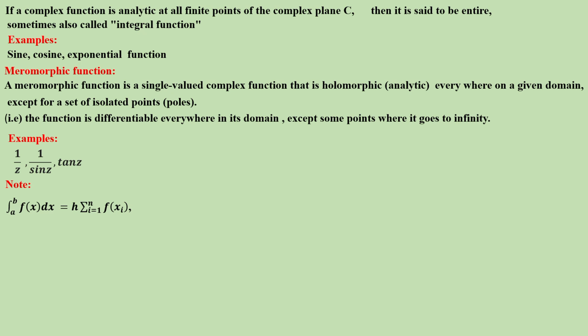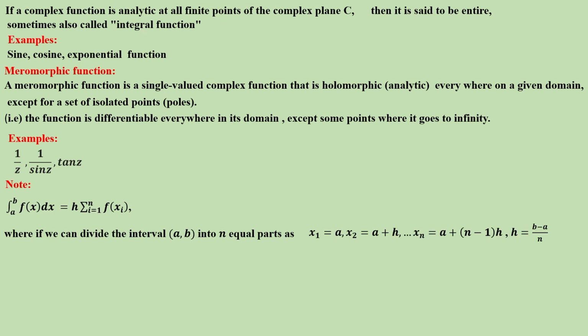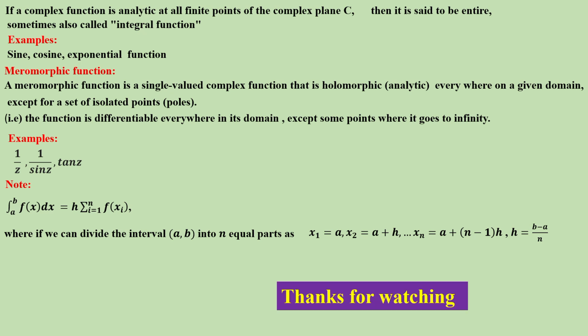Note, the integral from a to b of f(x) dx is equal to h times the summation from i = 1 to n of f(x_i), where we divide the interval ab into n equal parts: x1 = a, x2 = a + h, and so on. We are splitting the interval ab into small equal parts, right? So on, up to x_n = a + (n - 1)h, where h = (b - a)/n, right? Thanks.